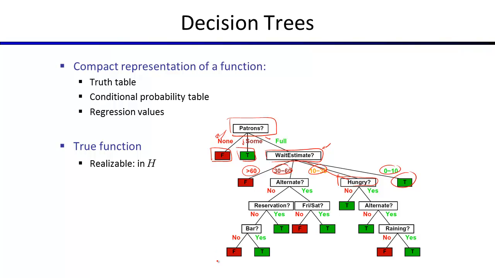In this case, what we encode at the bottom is true or false. That's a truth table. In general, you could encode other things with decision trees. You could encode conditional probability tables. So you could put probabilities at the bottom here. For example, if there were a probability distribution here, that would be the conditional distribution given that the restaurant is full, the wait estimate is 30 to 60, there is no alternate restaurant nearby, they have no reservation, and there is no bar. And then that would be the conditional based on all those features, taking on those values. What is the distribution here? You'd have some table sitting here, true, false, 0.6, 0.4, something like that.